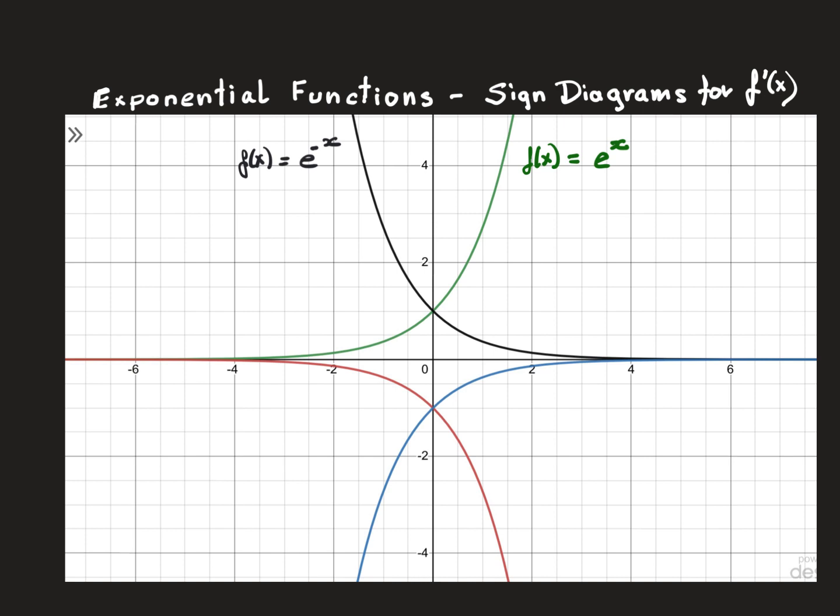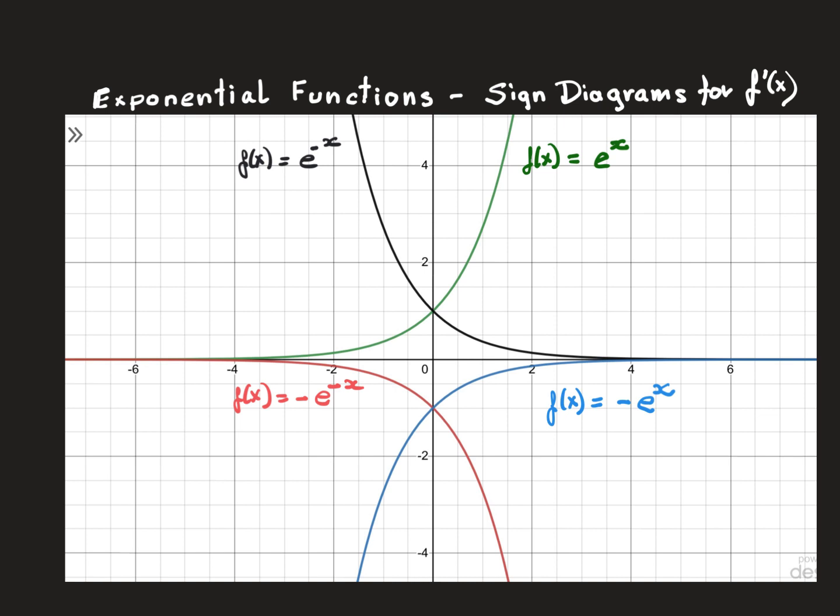The one in blue at the bottom here is defined as f(x) is minus e to the x, and the red one is defined as minus e to the minus x. Now, what's interesting about them is the derivatives of these functions. I've drawn them all here together so that we can visually see what's actually happening.